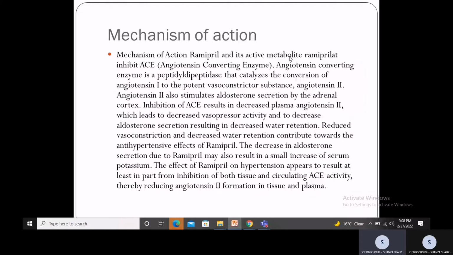The effect of ramipril results at least in part from inhibition of both tissue and circulating ACE activity, thereby reducing angiotensin II formation in plasma. It reduces the activities of ACE in the tissue and plasma.